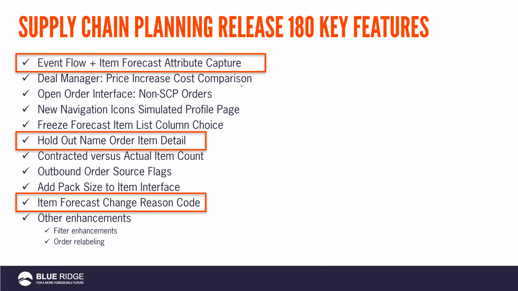So highlights of 180, I just wanted to pull out of the many items in 180. If you want to see the details, attend the various detailed sessions or the recording of the webinar we did on the release. But I just wanted to call out 3 specific items: event flow, holdout name, order item detail, and the item forecast change reason code.